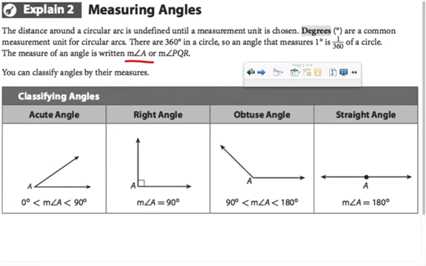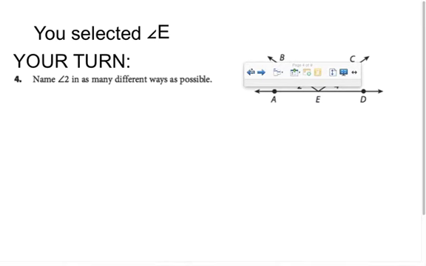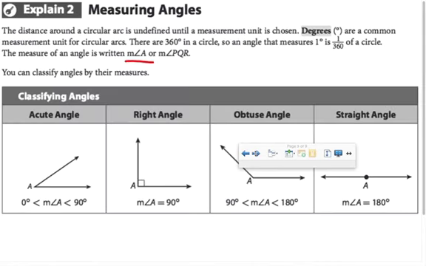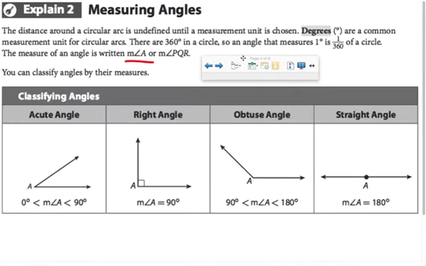Whereas in the previous screen, we saw just the angle sign. So what is an acute angle? What is an obtuse angle? What is a right angle? What is a straight angle? Make sure that you're aware of these definitions.